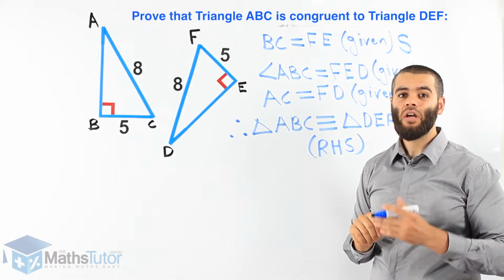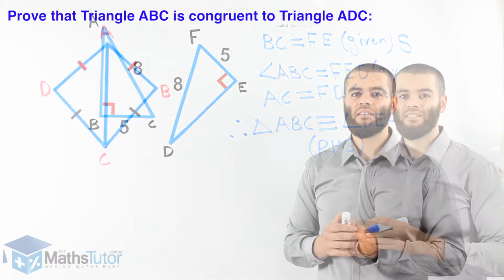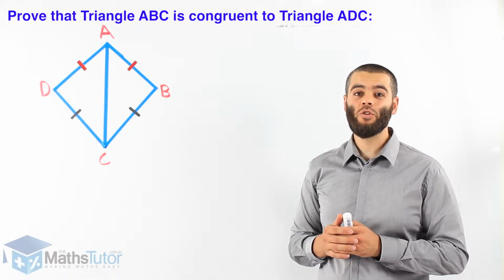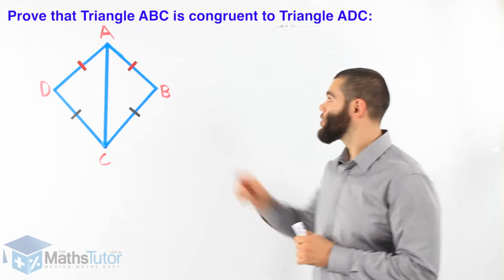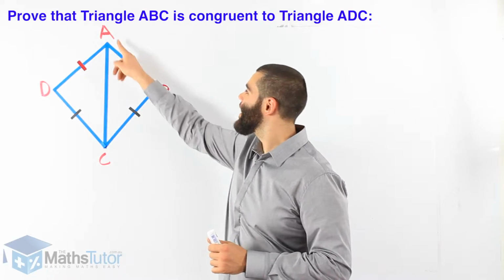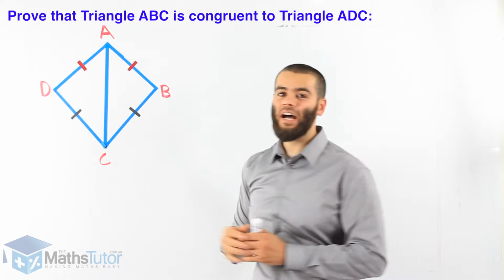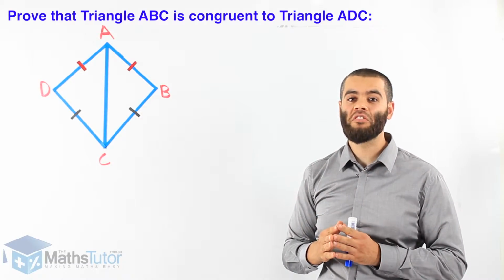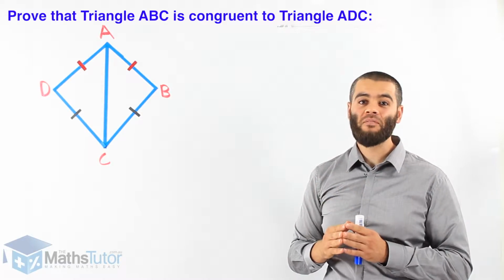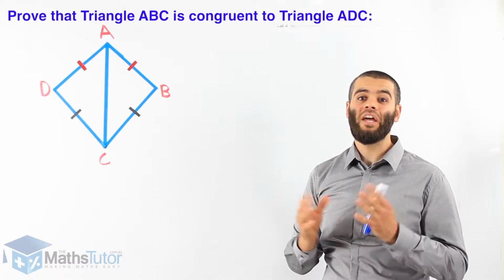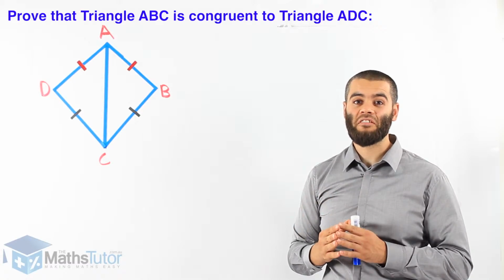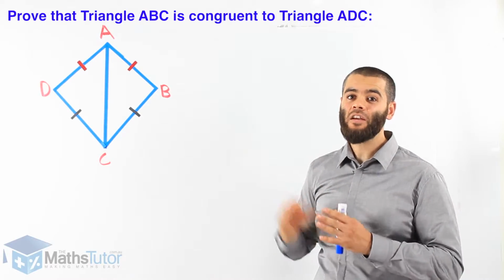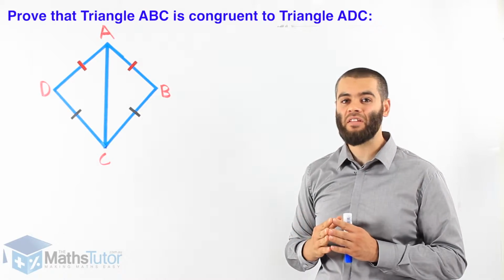Now, let's do another couple of examples. Okay, now we're trying to prove that these two triangles are congruent, triangle ABC and triangle ADC. We are asked to prove that they are congruent triangles. Which condition are we going to use? Are we going to use RHS or SSS or SAS or AAS? Well, we need to look at the information first before we decide. Then we can start proving and writing things down.